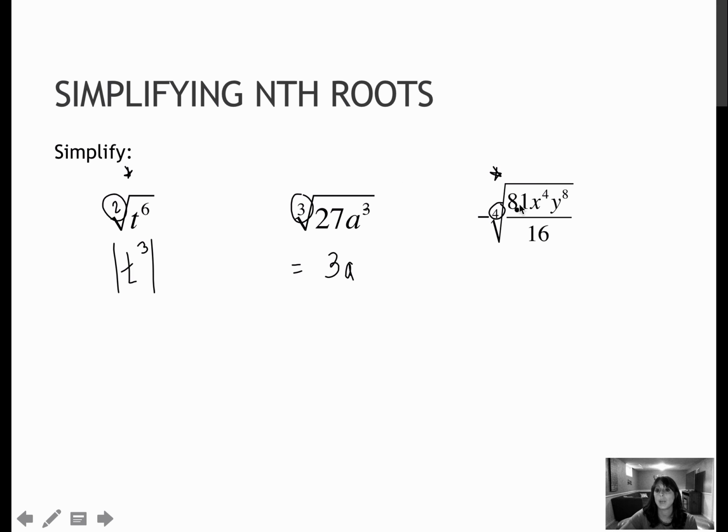And last one, 81. 81 is 9 times 9, which is basically four 3s. So that brings the 3 out front. 4 divided by 4 is x to the first. 8 divided by 4 is y squared. And then 16, the fourth root of that is 2. And then, of course, I've got the negative on the outside, but all of this needs to be in the absolute value.